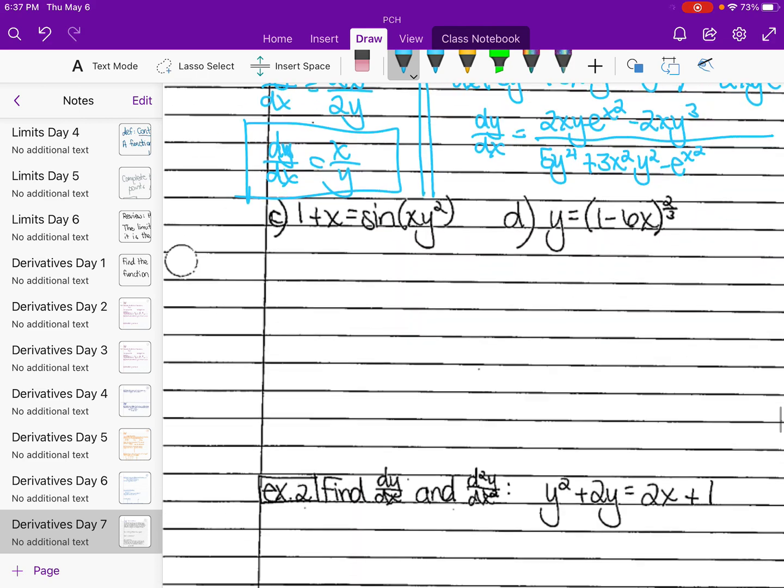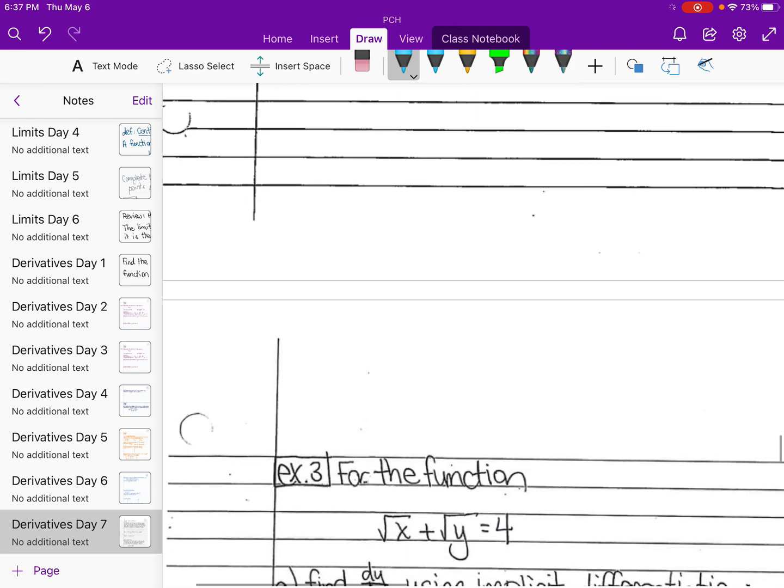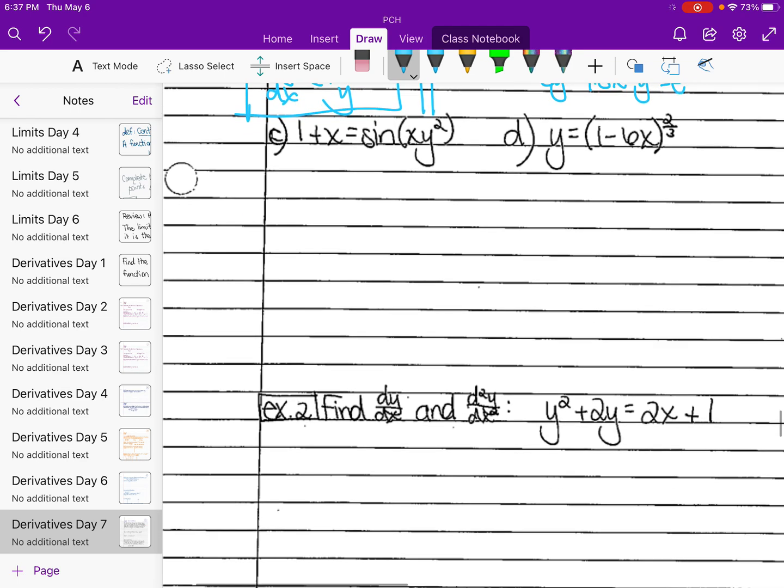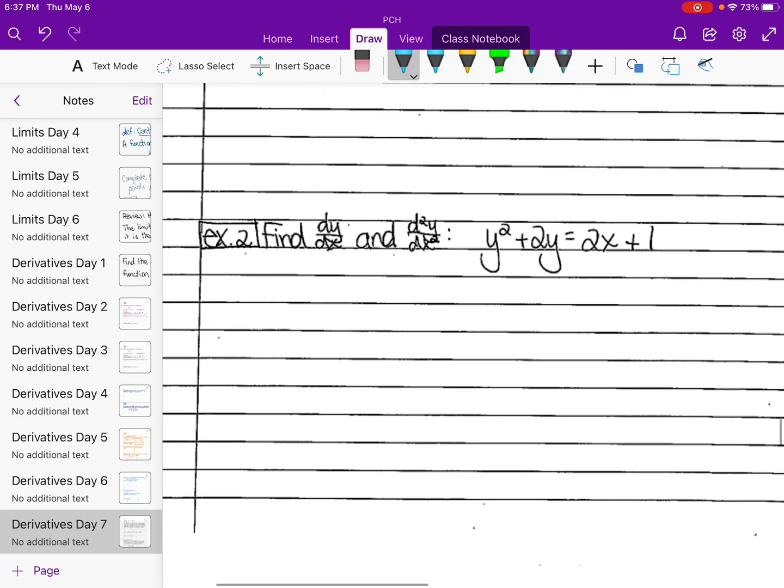Okay, let's see. I'm going to say, let's skip C. Let's jump to this one so we can find a second derivative using implicit. So just to reiterate, if I'm taking the derivative of a y, I need chain rule where I'm going to be multiplying by dy over dx. If it doesn't involve a y, I don't need to do that. So power rule and then chain rule.